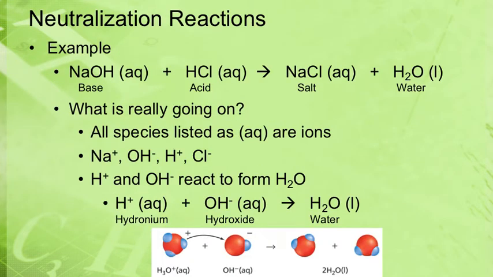Breaking this down further, here's an example. NaOH plus HCl. NaOH is the base, HCl is the acid, yielding sodium chloride, which is the salt, plus water. So what's really going on? Since everything is aqueous, they're all dissolved as ions. The hydrogen ion and the hydroxide ion are going to react to form water, because those are the two parts that would make up a water molecule. The remaining parts form the salt, whatever's left over. So when the hydrogen and hydroxide react, what's left over is the sodium and the chloride. Those react to form the salt that would stay dissolved in water.